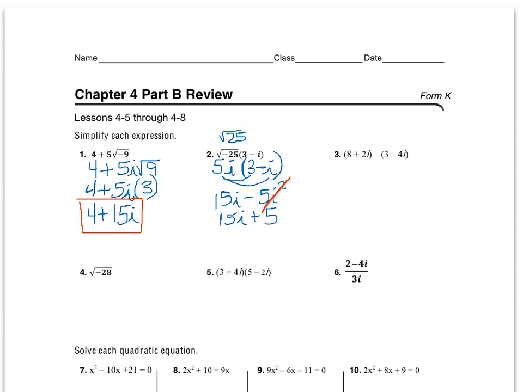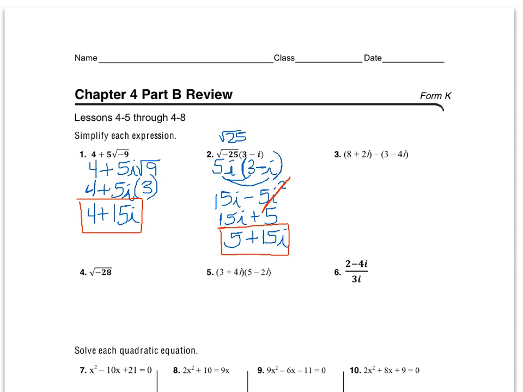15i and then positive 5, they are not like terms, so I can't combine them. But you know me, I like to leave things written in the correct form, and that means real numbers are first, followed by imaginary numbers. So 5 plus 15i would be my final answer, and this is what I would circle or box up.